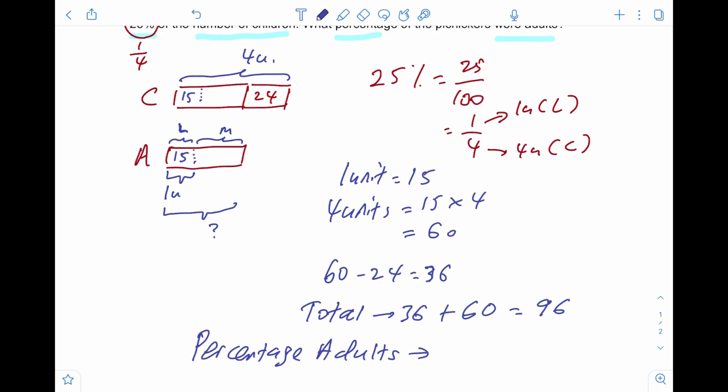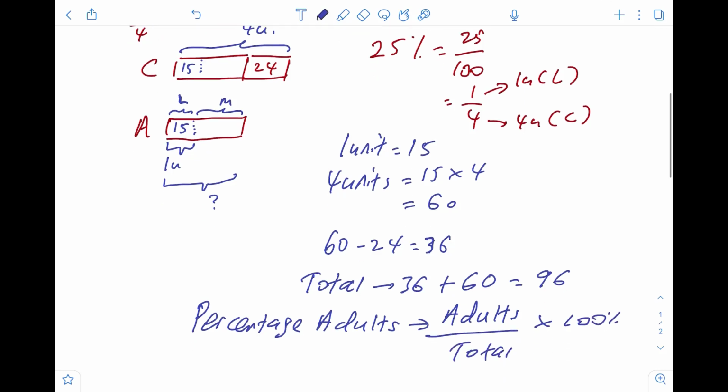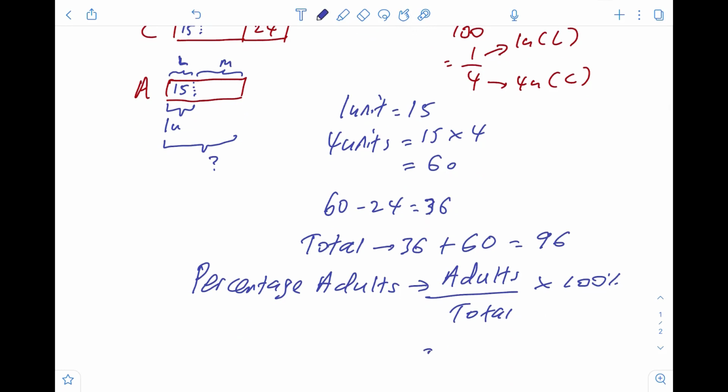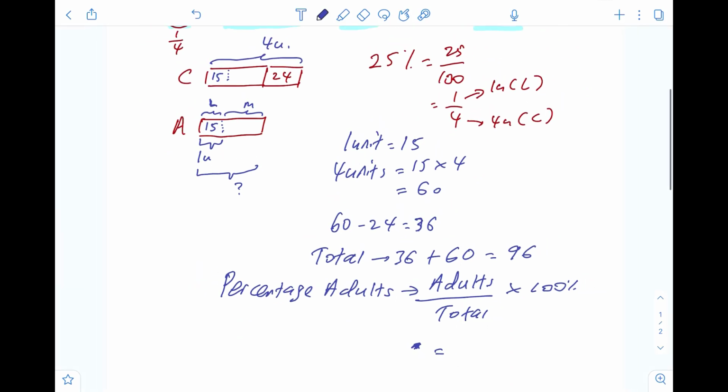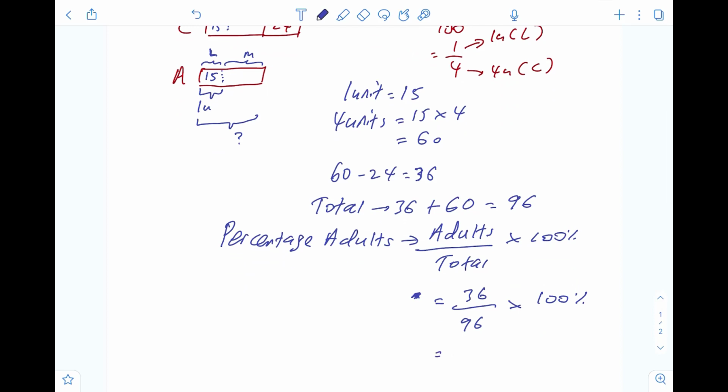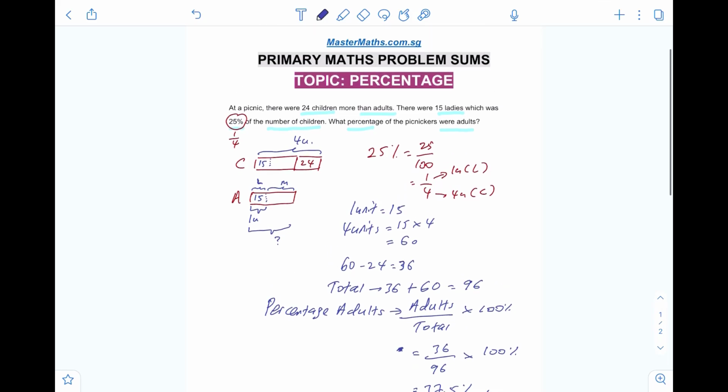Percentage adults will just be the adults over the total number of people times 100%. So the adults in this case will be 36 over 96 times 100%. 36 divided by 96 times 100, and that will give us an answer of 37.5%. Final answer for this question.